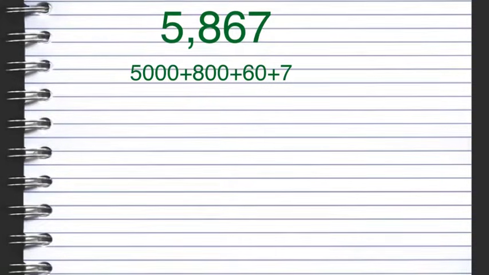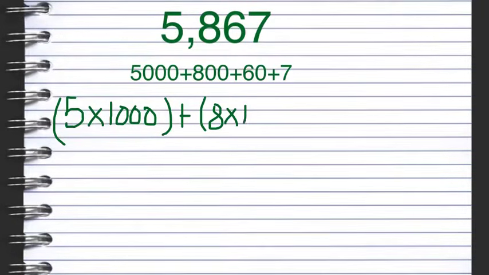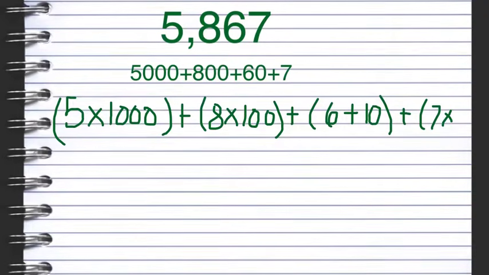For example, I can say that instead of 5,000, it's really like I have 5 times 1,000. And I put that in parentheses because it's a group, so I stick them together. Plus, instead of 800, I could say 8 times 100 because that'll give me my 800. Then the 6 is like 6 times 10. And then my 7 is really just a 7 times 1. So it's another way to show place value. Say my 5 is in my thousands place, my 8 is in my hundreds place, the 6 is in the tens place, and the 7 is in the ones place.